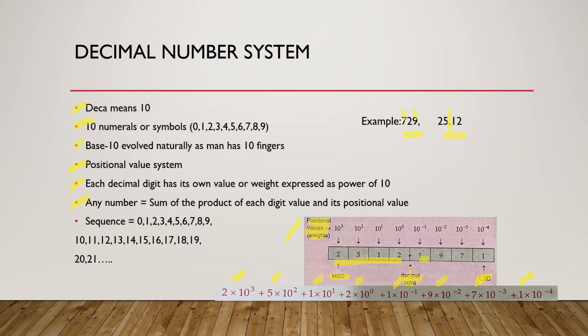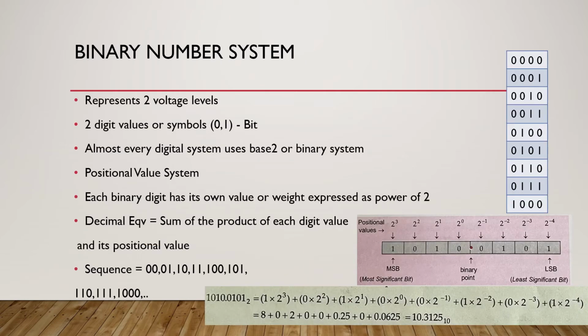Also, the sequence of numbers goes 0 till 9, and after that it's followed by 10, 11, 12, 13, etc. We can see that after 9, each successive number is a combination of 2 or more symbols of the decimal number system. Now we will look at the binary number system.